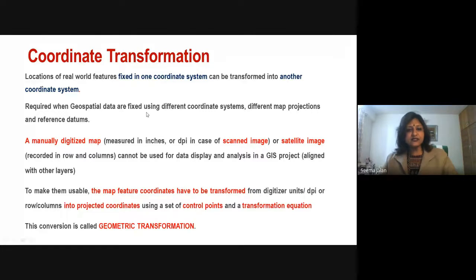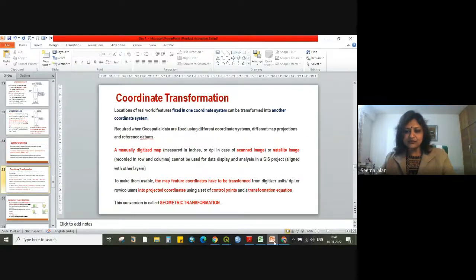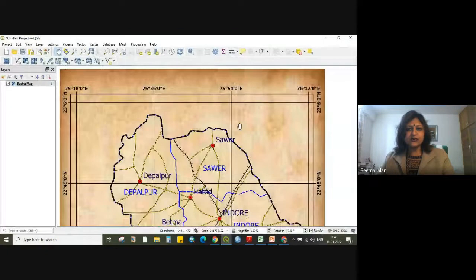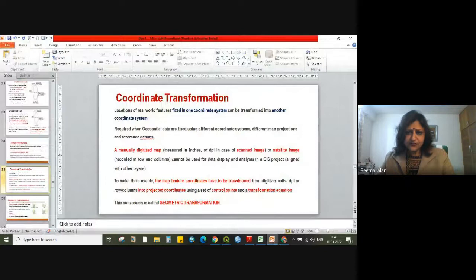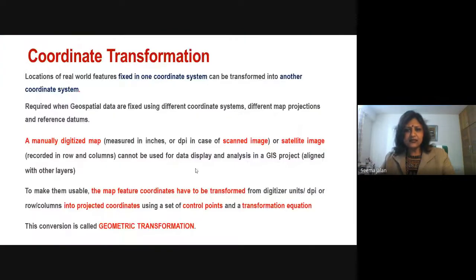It is required when geospatial data are fixed using different coordinate systems, different map projections, or different datums. A manually digitized map, the kind I have shown you just now, what you are seeing is the scanned image of a map, no? This map has been drawn and scanned. Now, whatever you are seeing here are page coordinates. Okay, they are in rows and columns. So the measurements are either in inches or DPI in case of a scanned image. If it is a satellite image, it is in rows or columns.